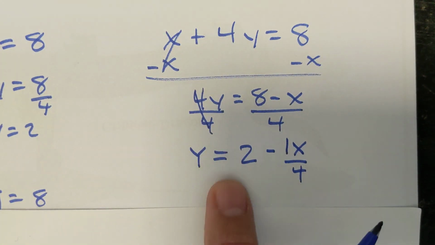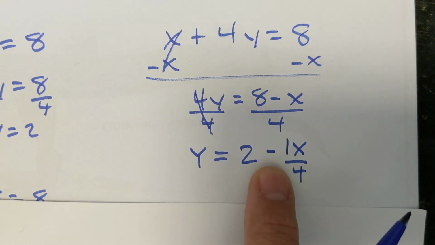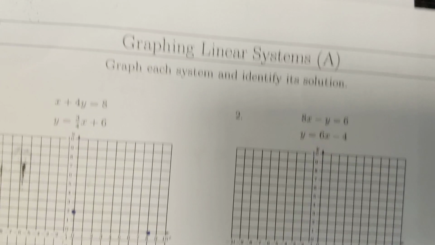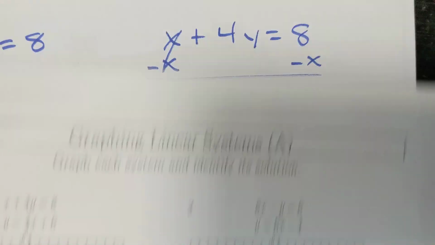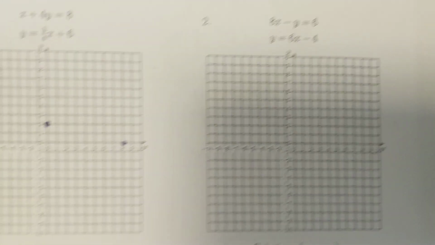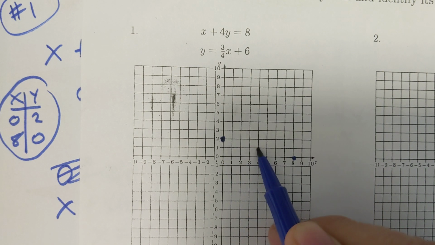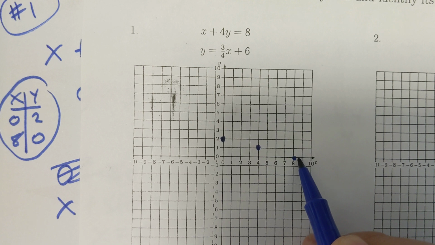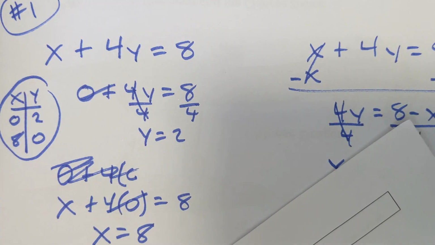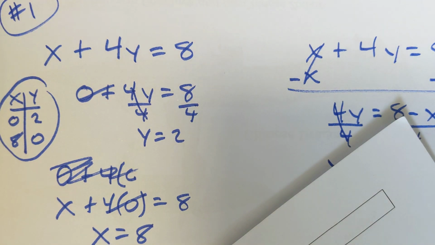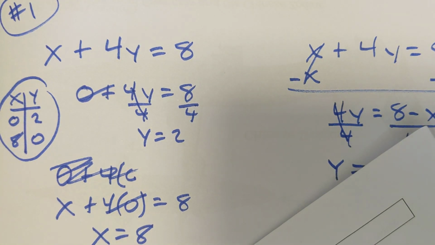We've got y equals 2 minus 1x over 4. Okay, well, our y-intercept is the 2, which we've kind of already graphed with the other method, and the slope is negative 1 over 4. So we're going to rise negative 1, run positive 4. Rise negative 1, run positive 4. Either way, we end up with that line. Oops. Take that, I graph it carefully. We get this line. Okay?